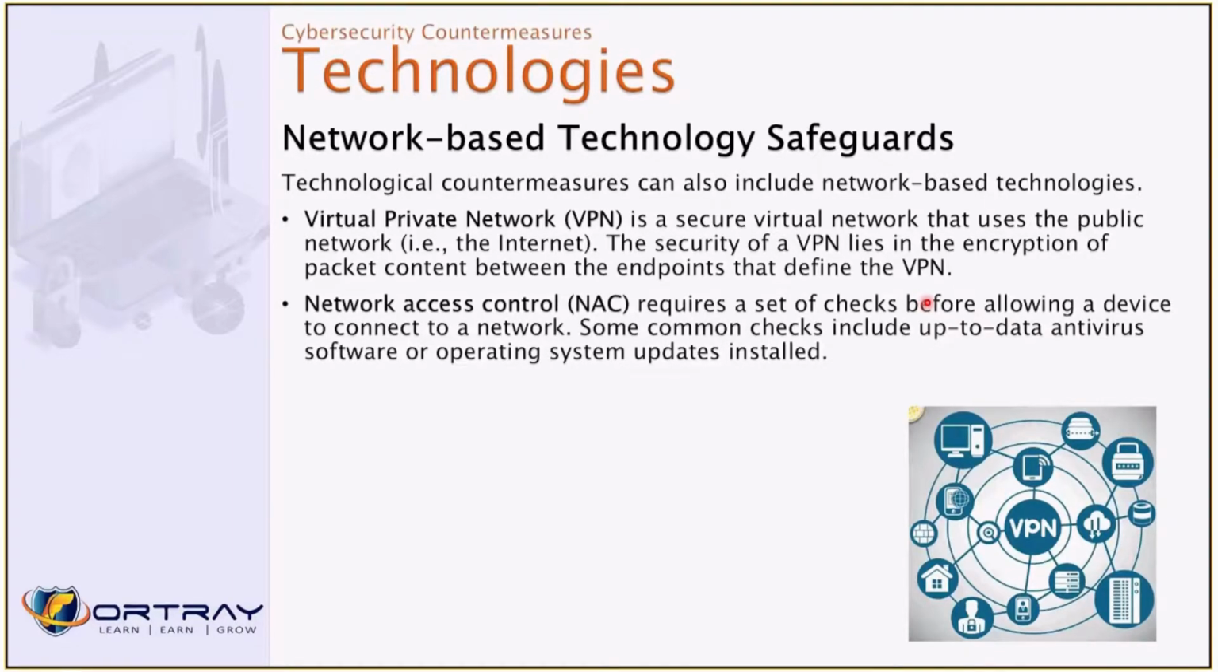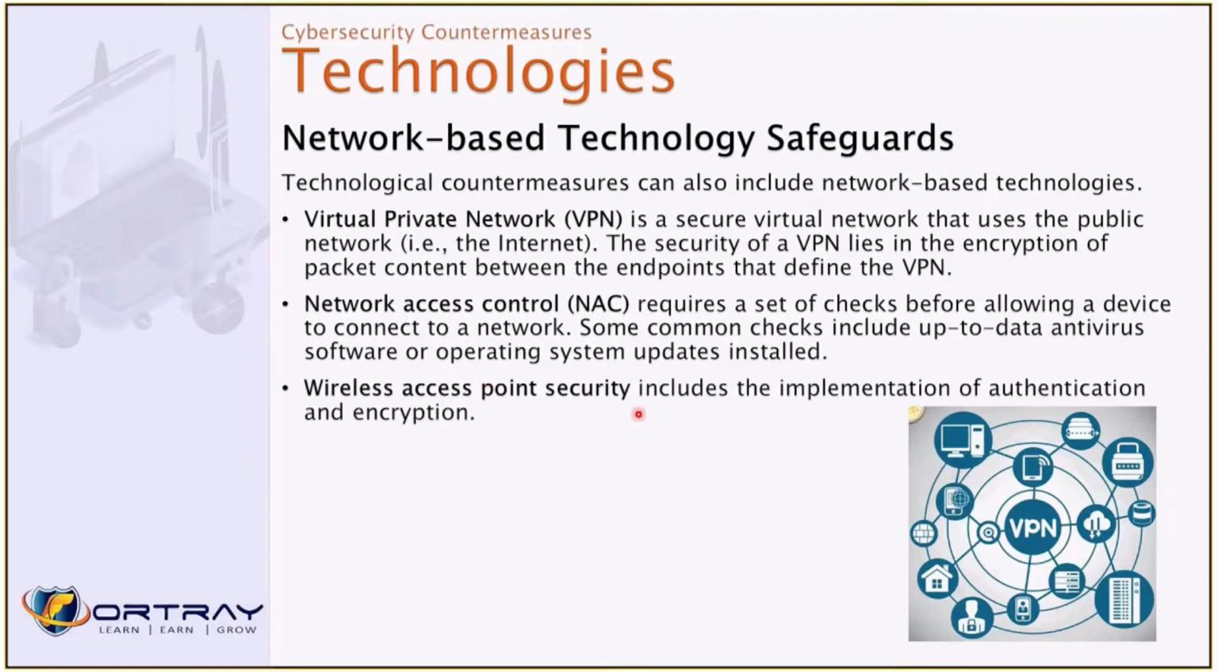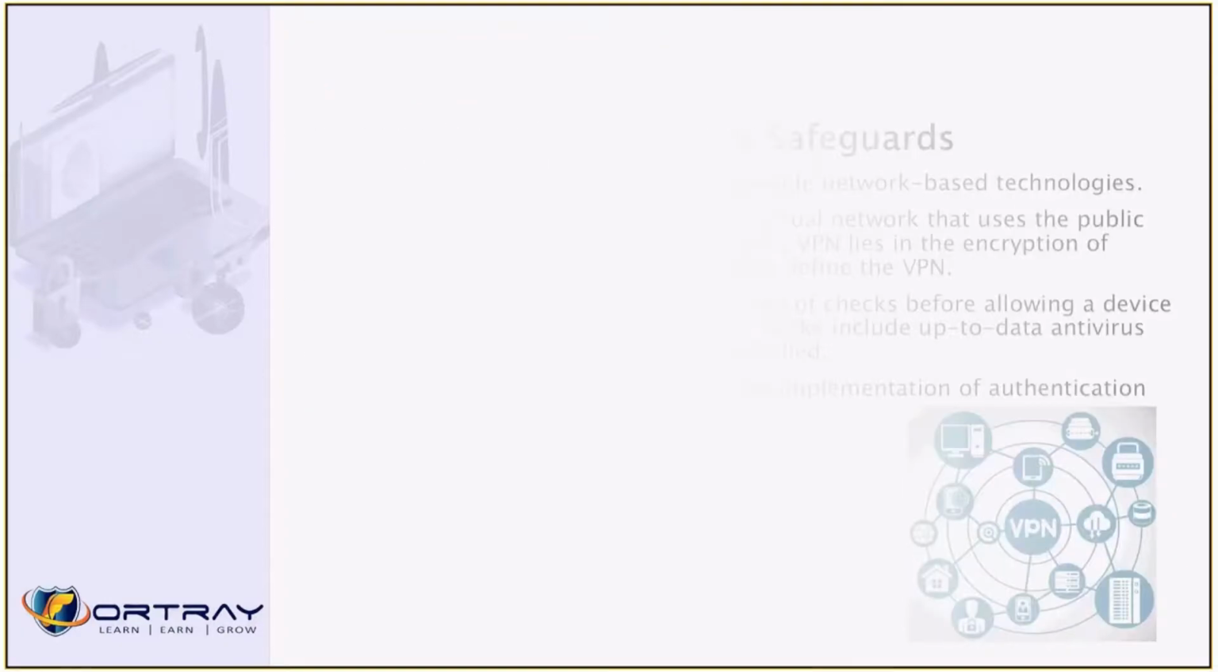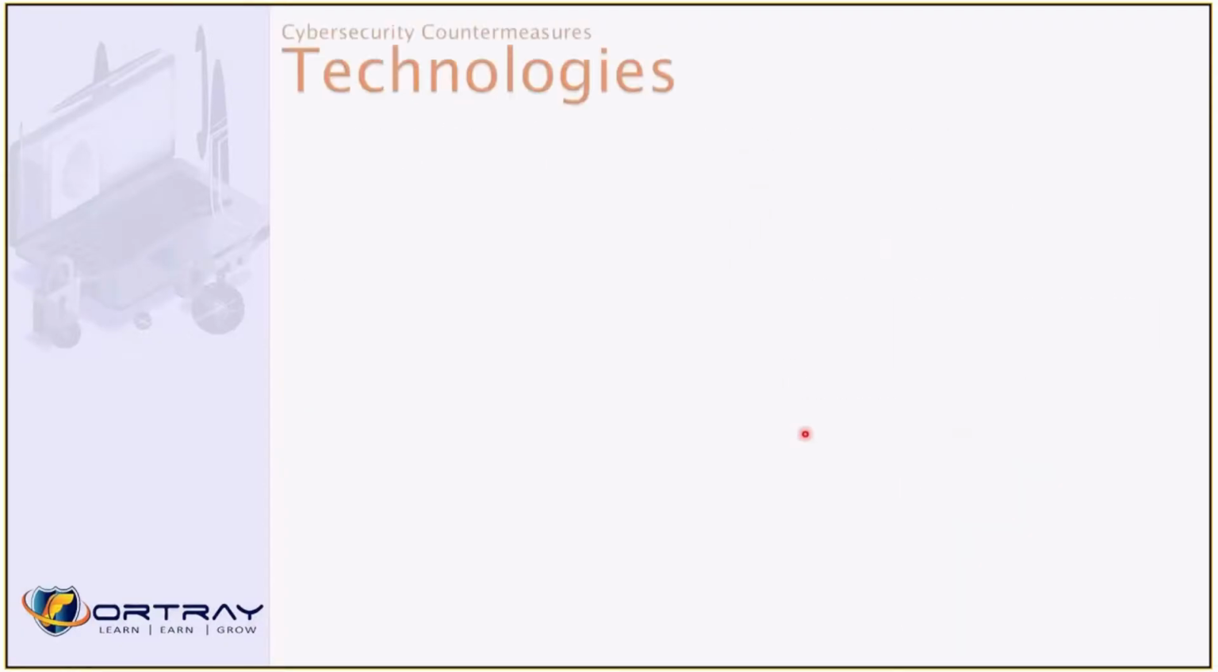Network NAC, I think we already discussed, requires a set of checks before allowing a device to connect to the network. I think I already explained that. Some common checks include antivirus software or operating system installed. Wireless access point security includes the implementation of authentication and encryption, because data is always in motion.